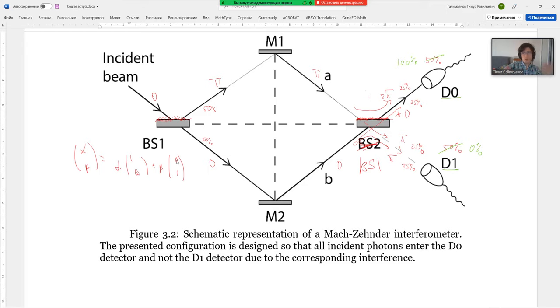So if we are working with single photons, what happens with a single photon at this beam splitter? It either can go up or go down. The photon cannot divide into two parts. The same thing in here. It either goes up into the detector or goes down. However, we remember that in quantum mechanics there is a concept of superposition.